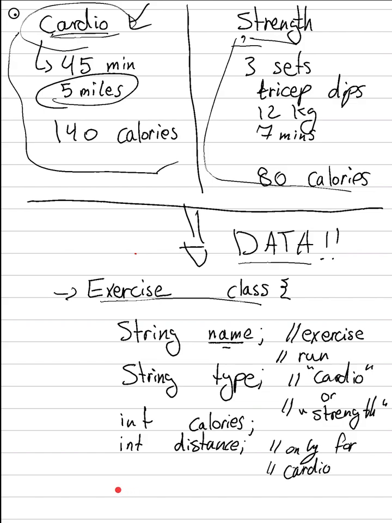I think the duration of the exercise is going to be important as well. Okay, so we can have duration. That's probably for both, because it's 45 minutes of cardio and 7 minutes of strength exercise. Yes, right. What else? I think since you have written kilograms in the strength exercises, we may have a field for weight too.